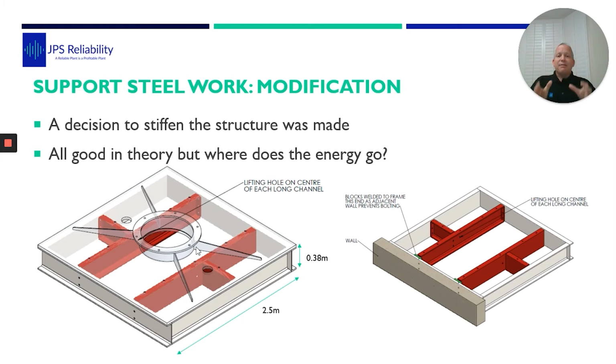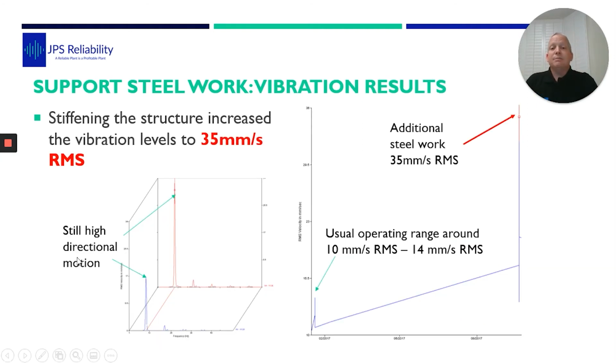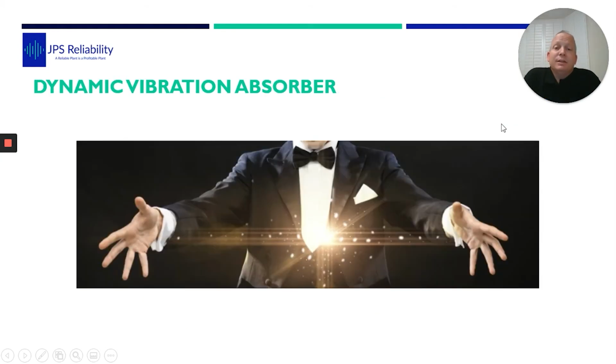We said, everything in the world will move at a certain frequency. But anyway, the customer decided to go for this, and they put all this huge steelwork in, a great scaffold up underneath, and this is what happened. Still high directional vibration, but now 35 millimeters per second. So we have the usual range, and it shot up here, and now the range was huge. It would go up to 35 millimeters per second.